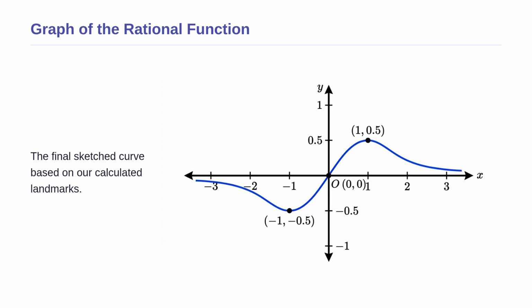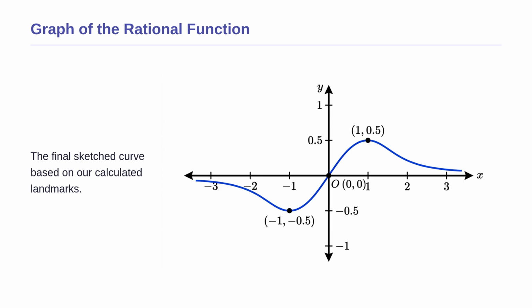Here is the complete graph of our rational function. Notice how every landmark we calculated is perfectly visible. Right in the center, the curve passes through the origin at 0, 0, just as our intercept test predicted. Moving to the right, it climbs to a smooth peak exactly at the coordinates 1, 0.5. After this peak, watch how the blue line slowly flattens out, hugging the horizontal x-axis forever without crossing it, which is our horizontal asymptote at 0.